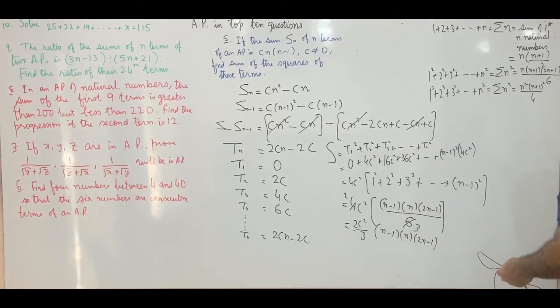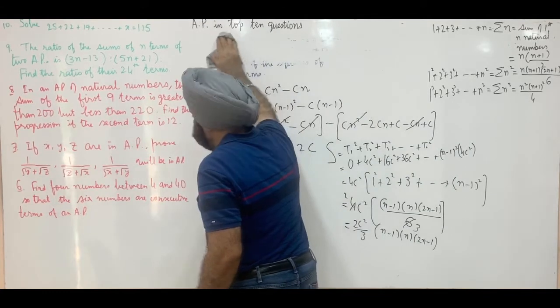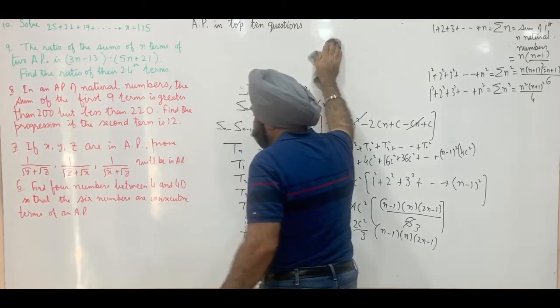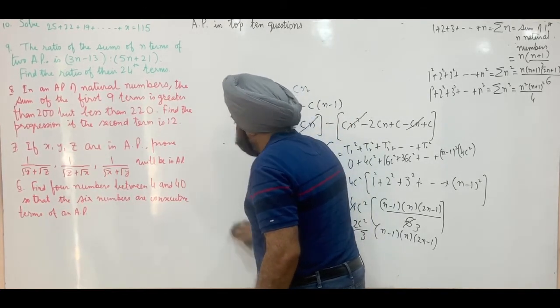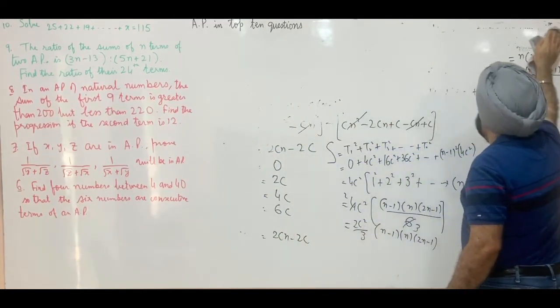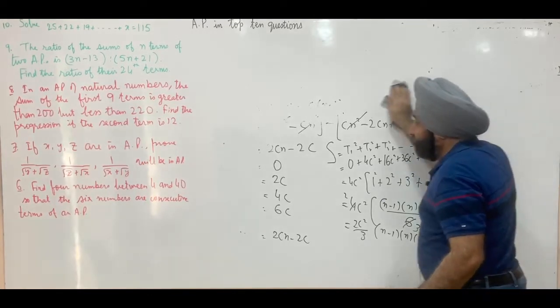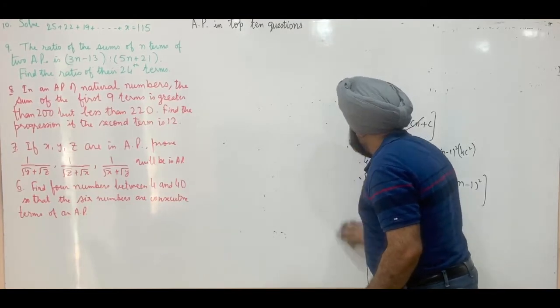The next one, we are given numbers 4 and 40. Then we have to find out 4 numbers between 4 and 40, so that the 6 numbers are consecutive terms of an AP. So what are these 4 numbers? These are arithmetic means. We have to find out 4 arithmetic means between 4 and 40.